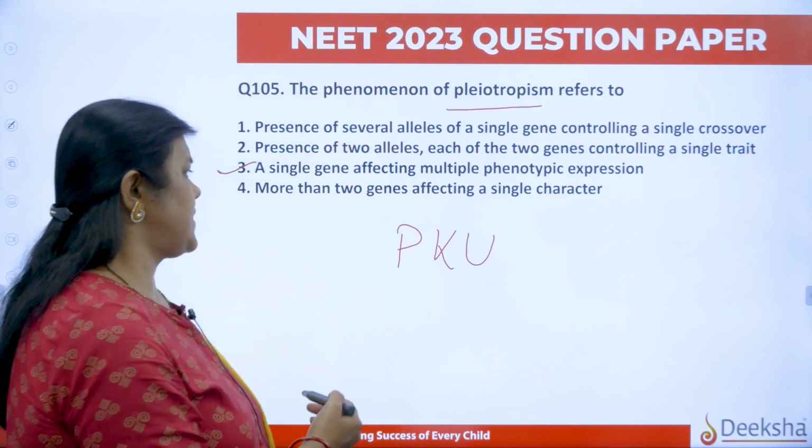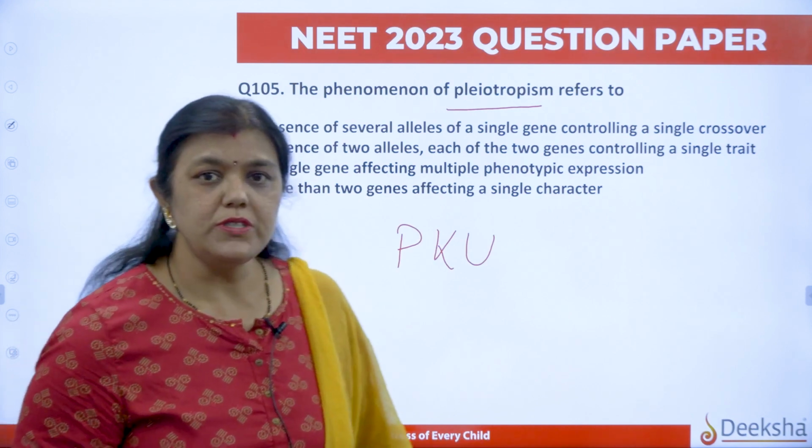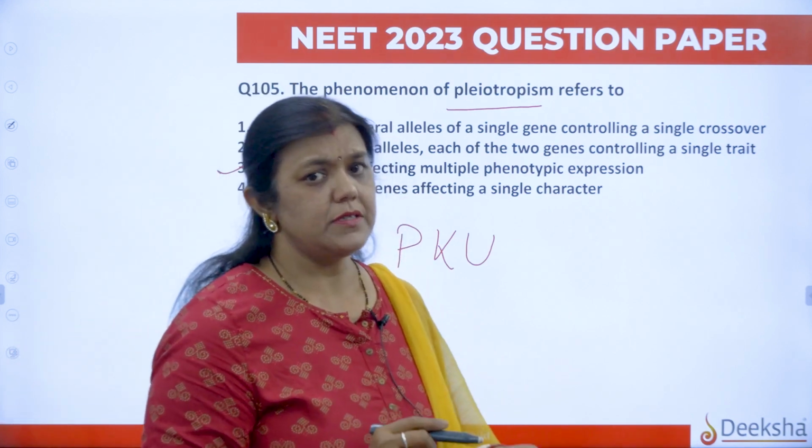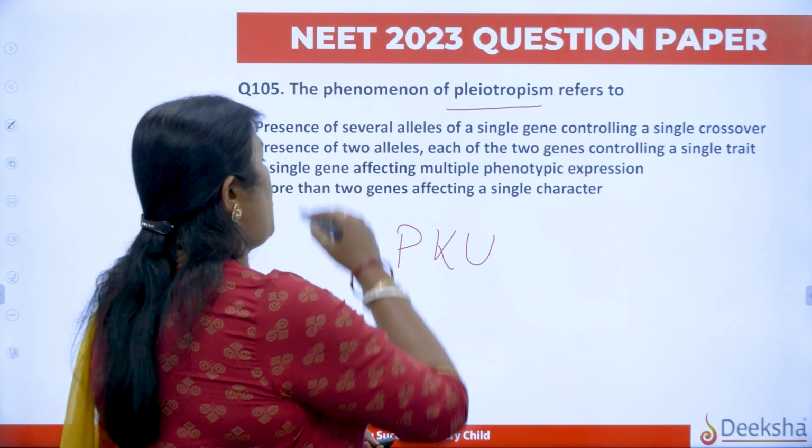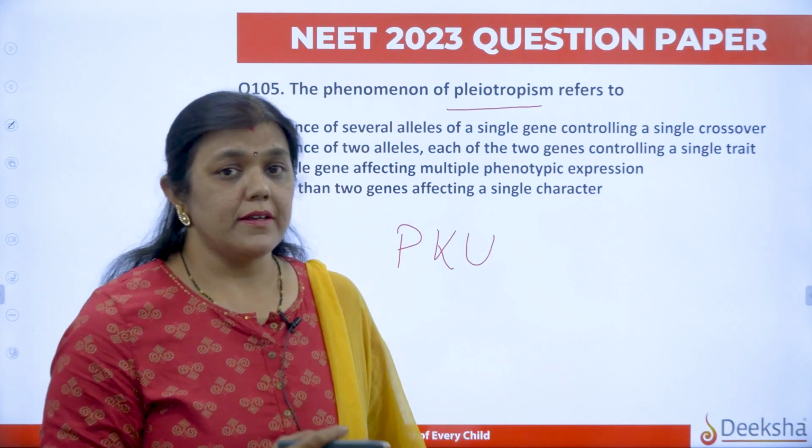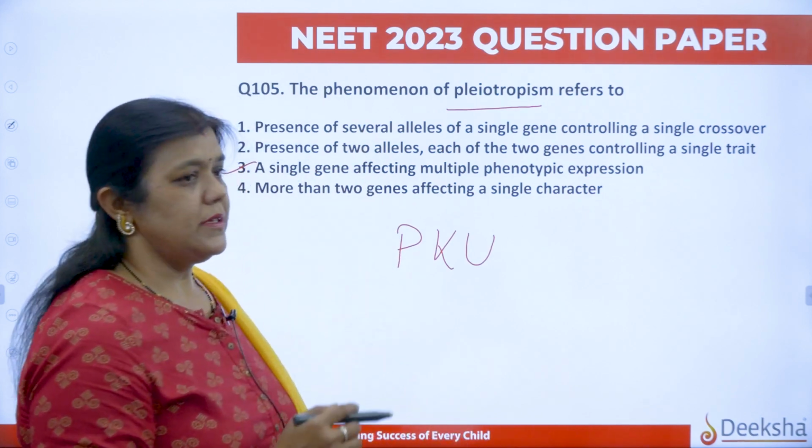Let us read the fourth option as well. More than two genes affecting single character. No, this is not the correct answer. So, what is our correct answer? That correct answer is option 3.